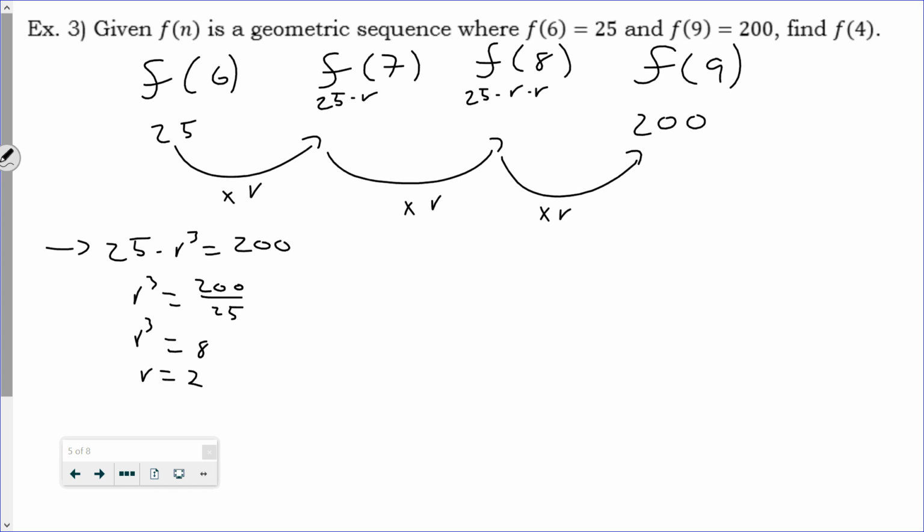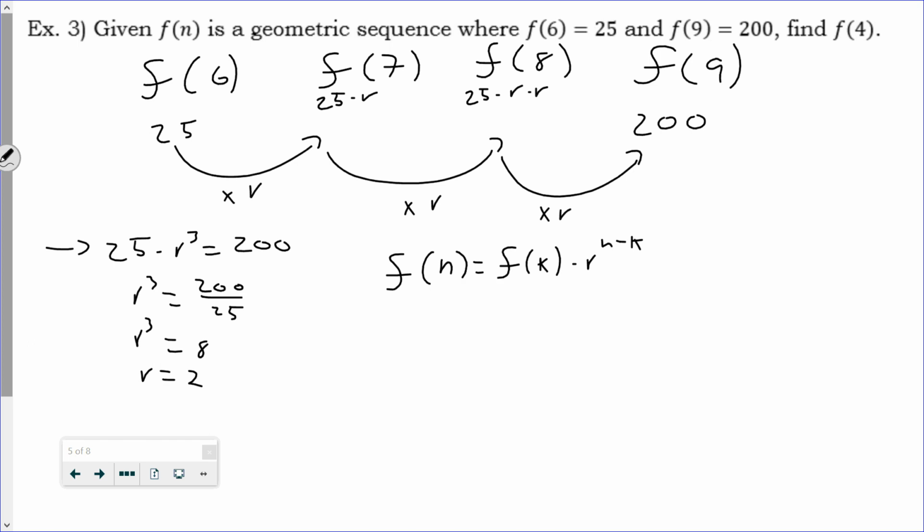Yeah, it's the same thing, right? You can do the formula if you wanted to. The explicit formula is f of n equals f of k times r to the n minus k, right?